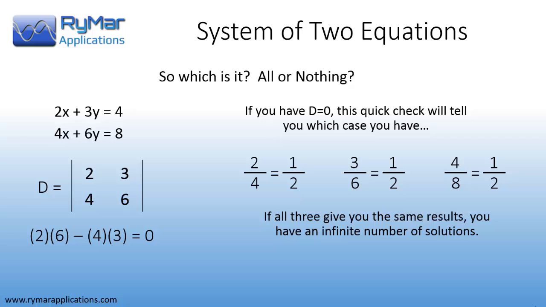If you take a look just real quick, that top equation, 2x plus 3y equals 4. If you multiply both sides of that equation by 2, that 2x becomes 4x, that 3y becomes 6y, and that 4 becomes 8. That's exactly the second equation that you have. So what you thought was two separate equations, it's really the same equation. In other words, it's the same line. This is an infinite number of solutions because it's exactly the same line.